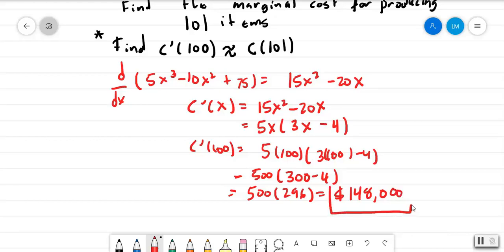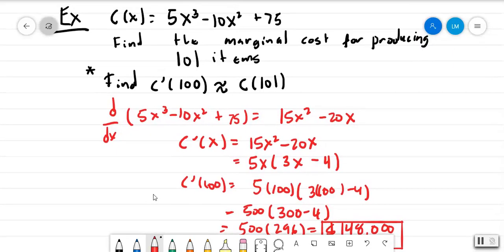$148,000. So that means that the production cost for producing 101 items is going to be $148,000 in increase. So that means that it's just going to be the increase amount. Okay, so what this means is that basically all that we needed to do was to look at the derivative when it came to the marginal cost.